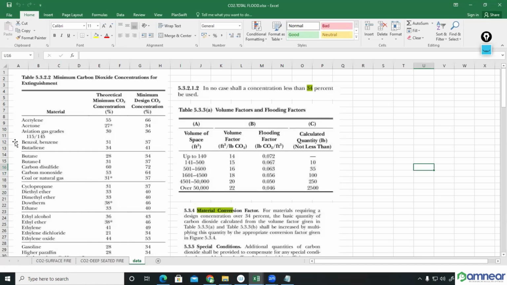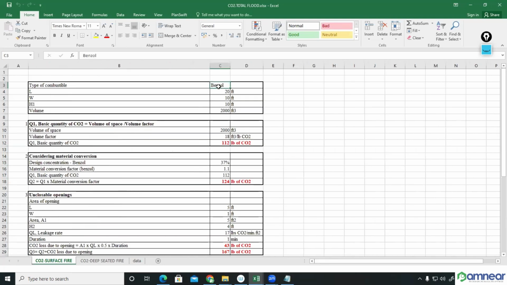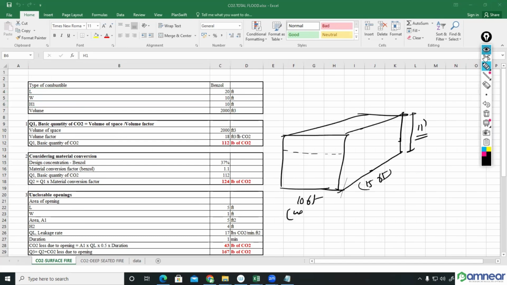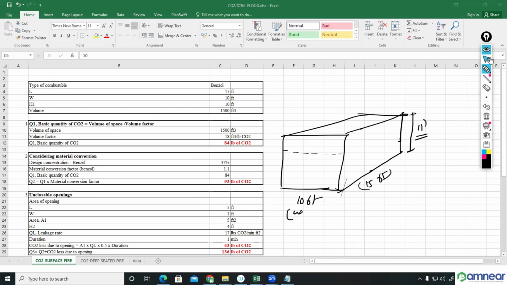What exactly you are going to store will vary, right? I have taken that as benzol. On the top side, you can see I'm storing benzol. And what is the length, width, and height of my space? Because I need to calculate the volume. Length is 15 feet, width is 10 feet, height is 11 feet.